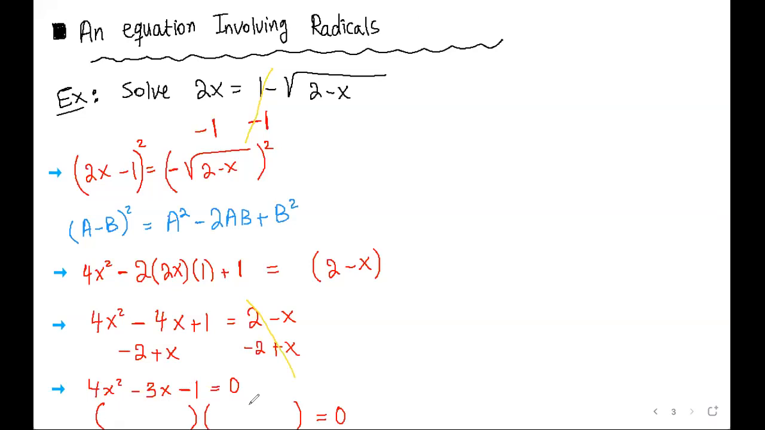Who will give me the answer directly? 4x plus 1, x minus 1. 4x plus 1 and what? X minus 1. So this is the factor for these things. As learned before, we have to factor the 4, factor the -1, and check by trial and error. So this is the factor for this quadratic equation: 4x plus 1 and x minus 1.